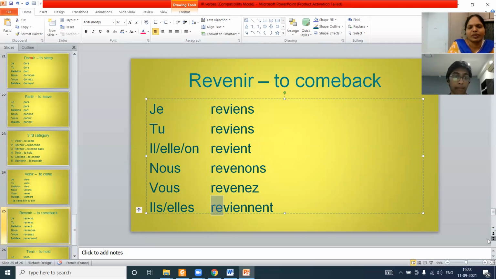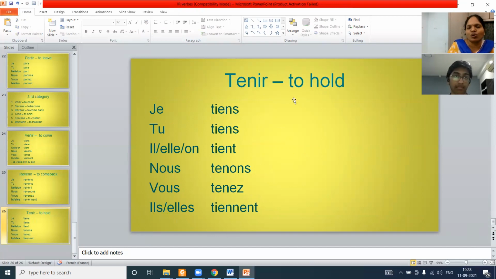Next one, tenir. Tenir is to hold. That is also the same: instead of V, we have to keep T, that's it. Je tiens, tu tiens, il/elle tient, nous tenons, vous tenez, ils tiennent, elles tiennent. That's it.